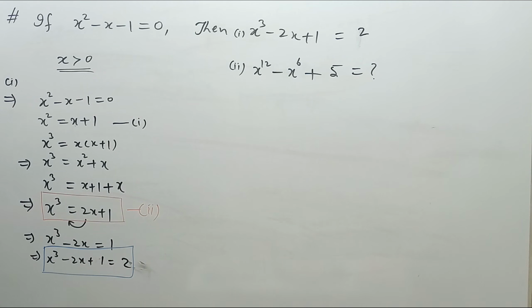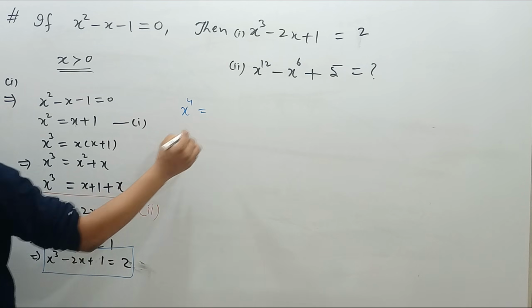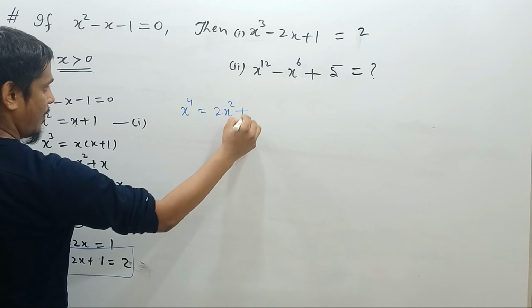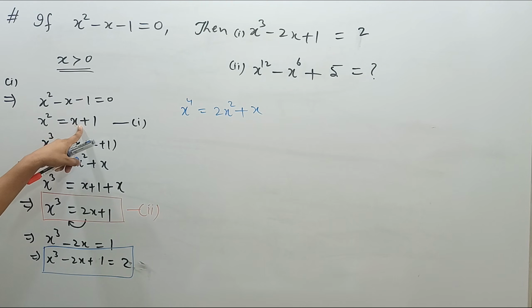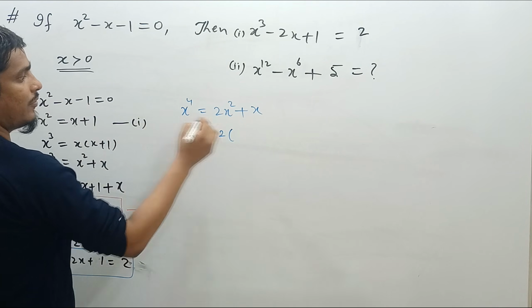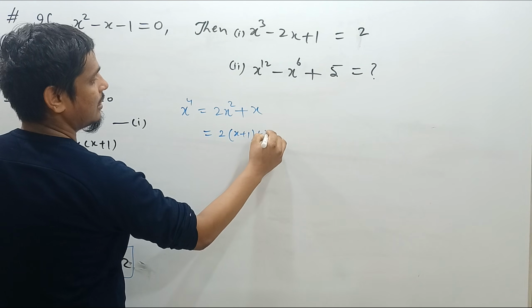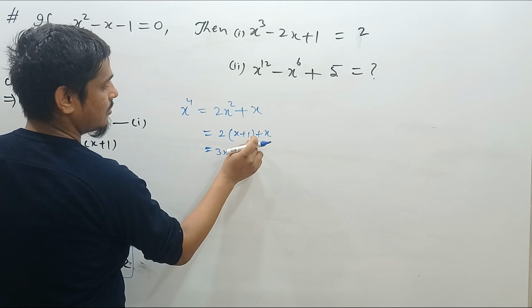Now if we multiply this by x, the left side will become x power 4, and the right side will become 2x into x is 2x square plus x times 1 is x. Now again substitute the value of x square from the first one over here. We'll get 2 times x square as x plus 1. So x plus 1 plus x, which is 2x plus x is 3x, and this plus 2.